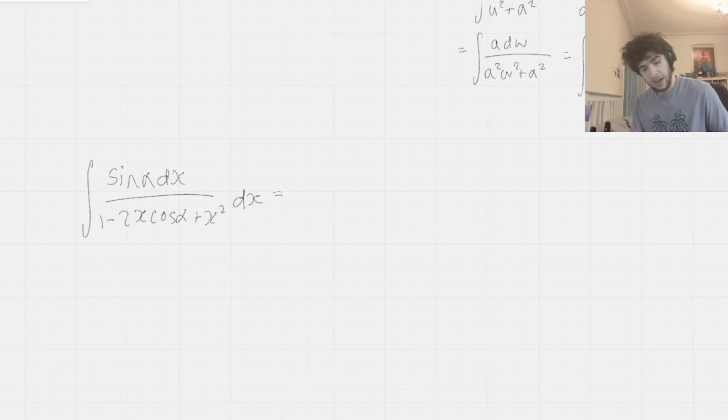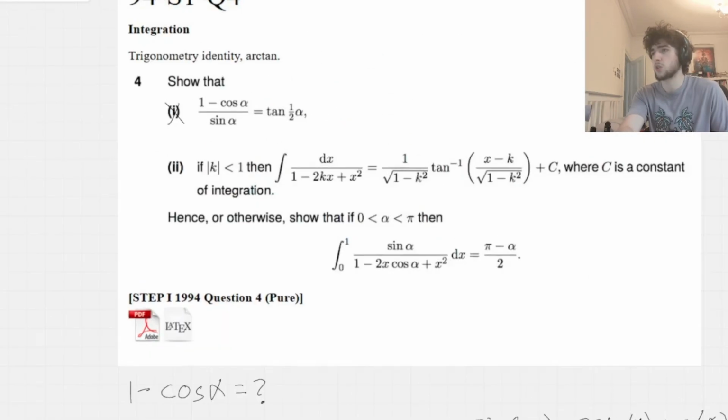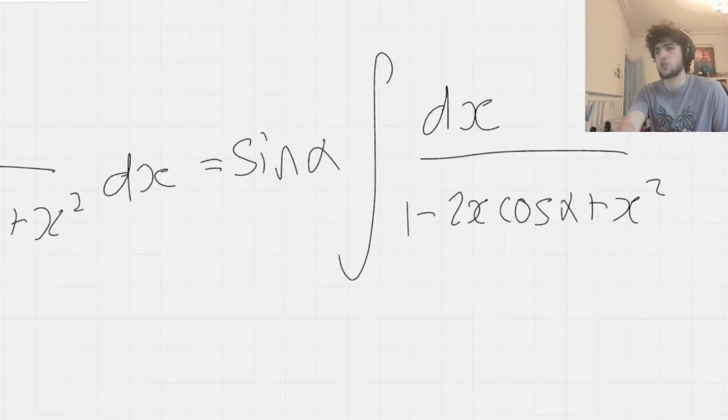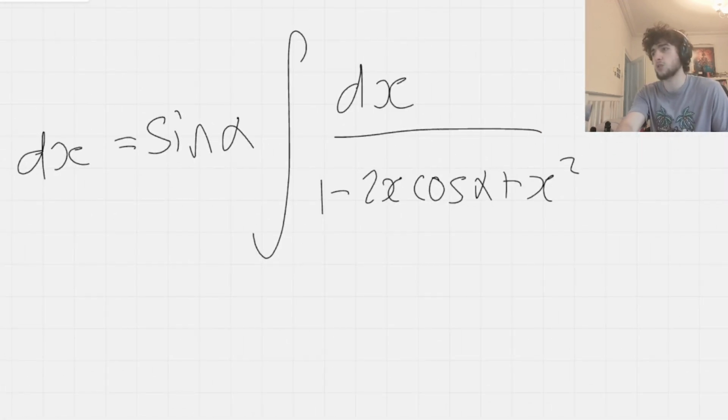Now, obviously sine alpha has nothing to do with x, it's a constant with respect to x, so we can put it out of the integral. Sine alpha integral dx over 1 minus 2x cosine alpha plus x squared. Now, if we go back up to the integral that we were just solving, it's 1 minus 2kx plus x squared on the denominator, and a dx on the top. Well, this is how we have our dx on the top, 1 minus 2x cosine alpha plus x squared.